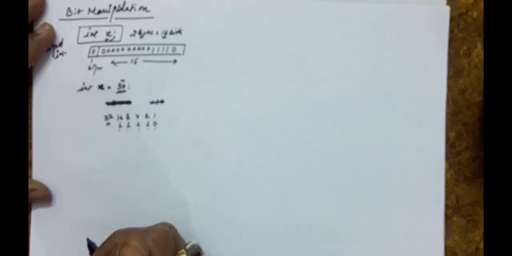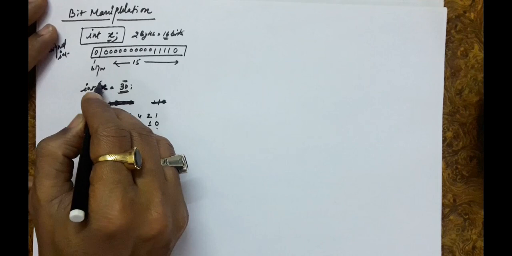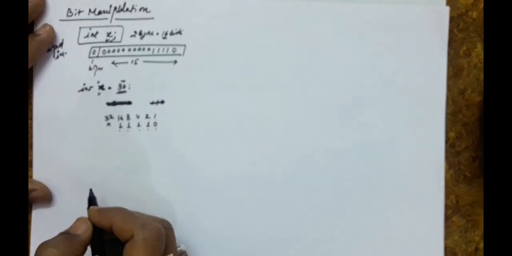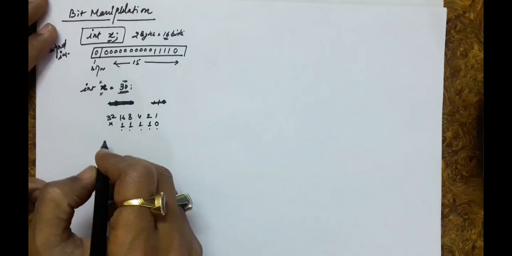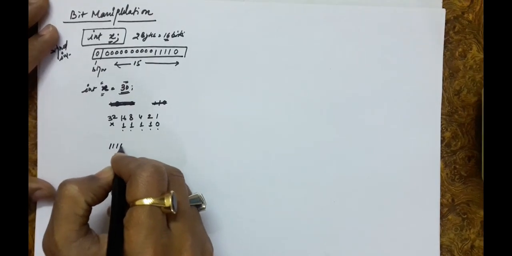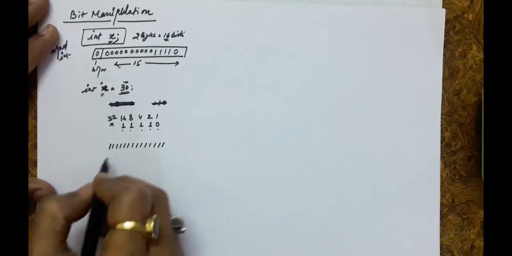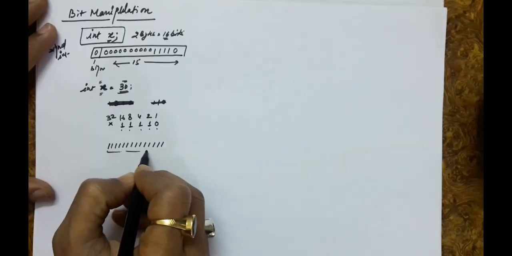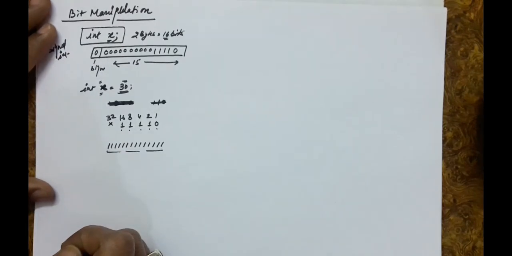Let us try to find out the largest number that can be stored in an integer variable. For the largest number, all the bits should be 1. Fine? All the 15 bits should be 1. Then only the number will be the largest one.